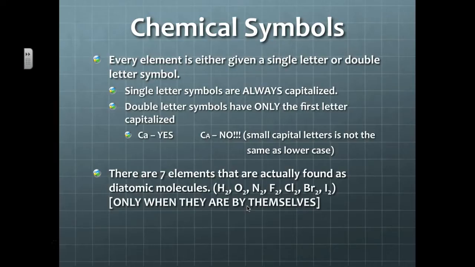Those are diatomics. Make sure you get those 7 memorized. Hydrogen, oxygen, nitrogen, fluorine, chlorine, bromine, iodine. And again, make sure you understand that those diatomic molecules are only diatomic when they're by themselves. If they're connected to something else, then it goes based on charges, which we'll talk about in a later chapter.